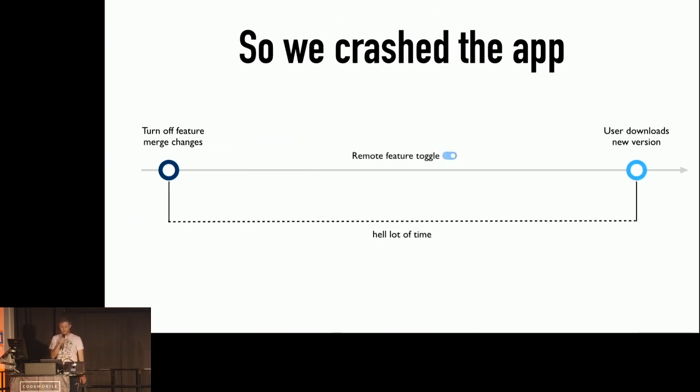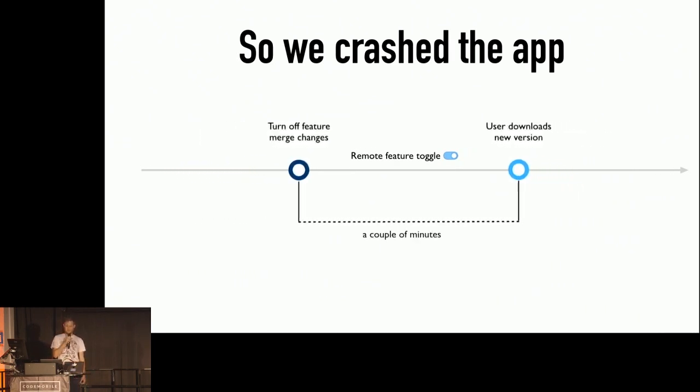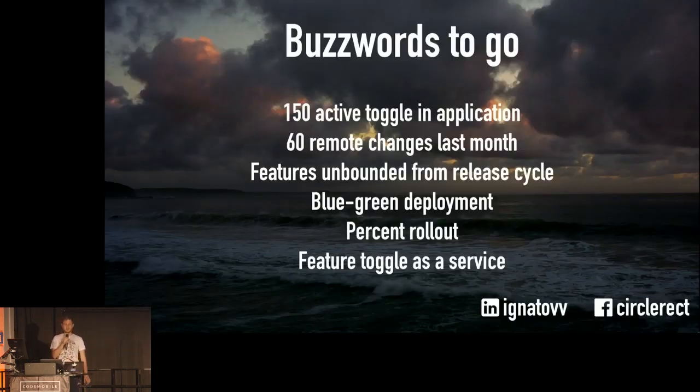And this is where remote feature toggle comes in. Now we can turn off the feature instantly and the user will receive our update at the next start. So that's all for today. Thank you for your attention, and if you have any questions, ask me during the break or online.